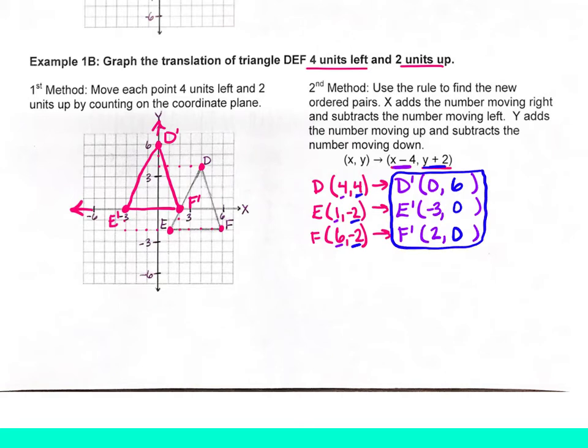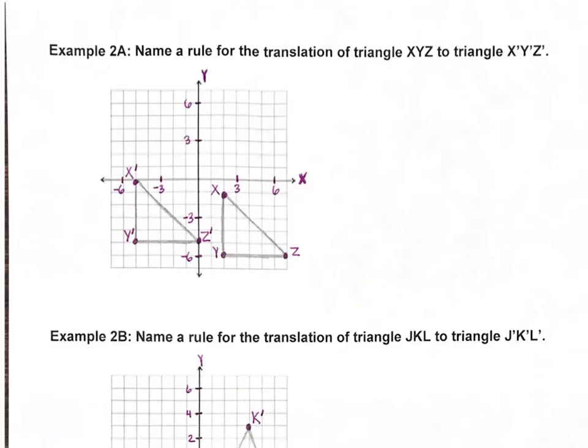I can check and make sure I'm right. D prime was 0, 6. E prime was negative 3, 0. And F prime was 2, 0. And it did work. Example 2a, we're going to name a rule for the translation of triangle XYZ to triangle X prime, Y prime, Z prime.